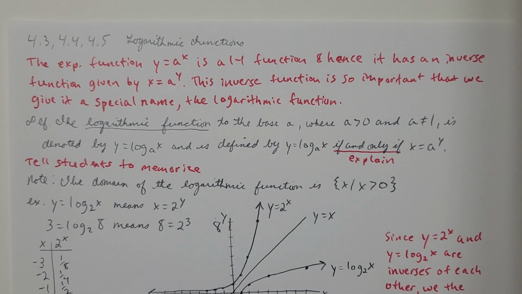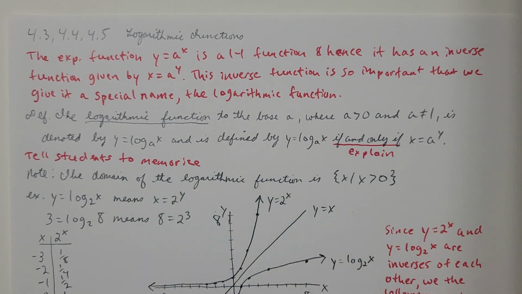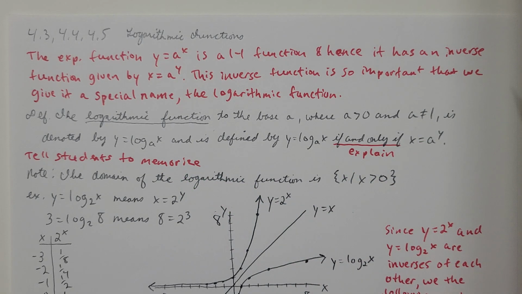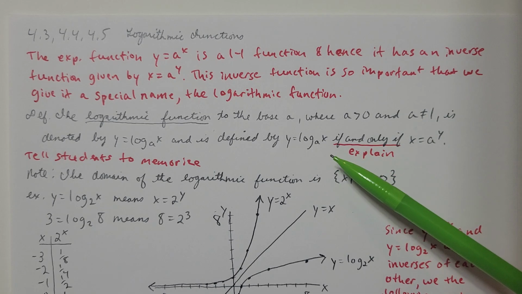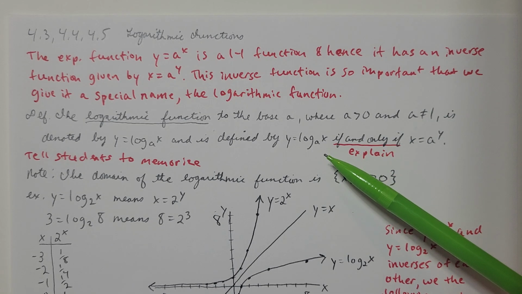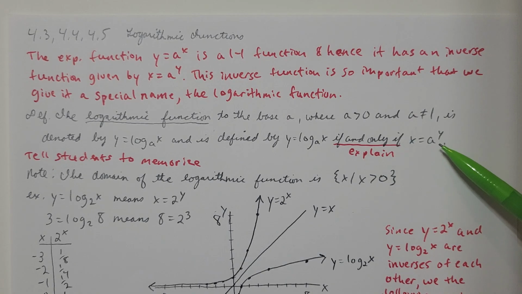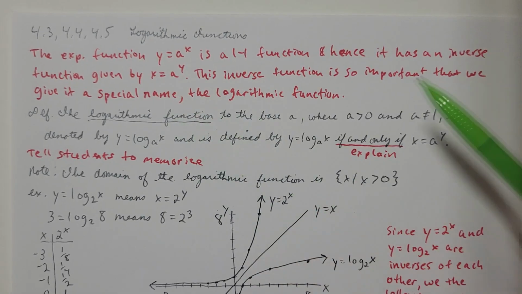Okay, I'm going to give you now a formal definition of that. So a definition, it says that the logarithmic function to the base a, where a is a positive number and a can't be 1, is denoted by y equals log base a of x. And it is defined by y equals log base a of x if and only if x equals a to the y. So this equation here happens.